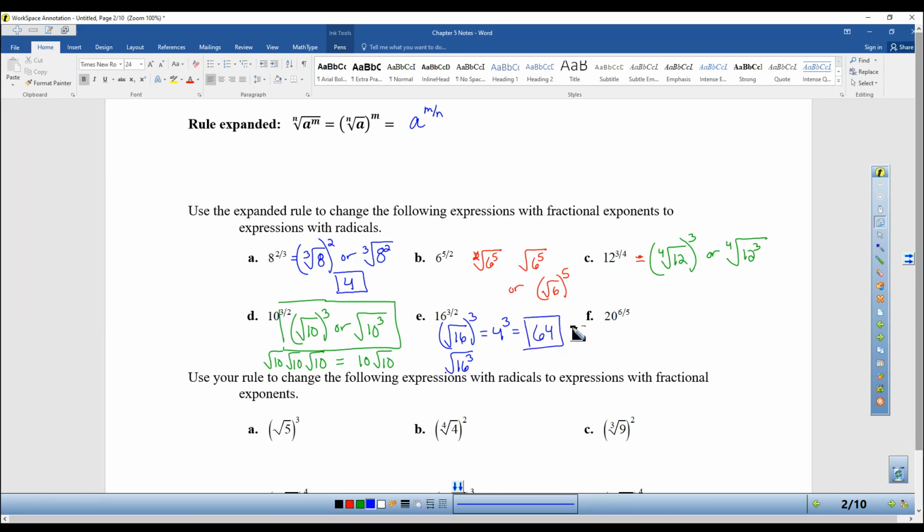And the last one, this is 20, and then the root is the 5, and the power is the 6. So the denominator is the root, and the power stays a power.